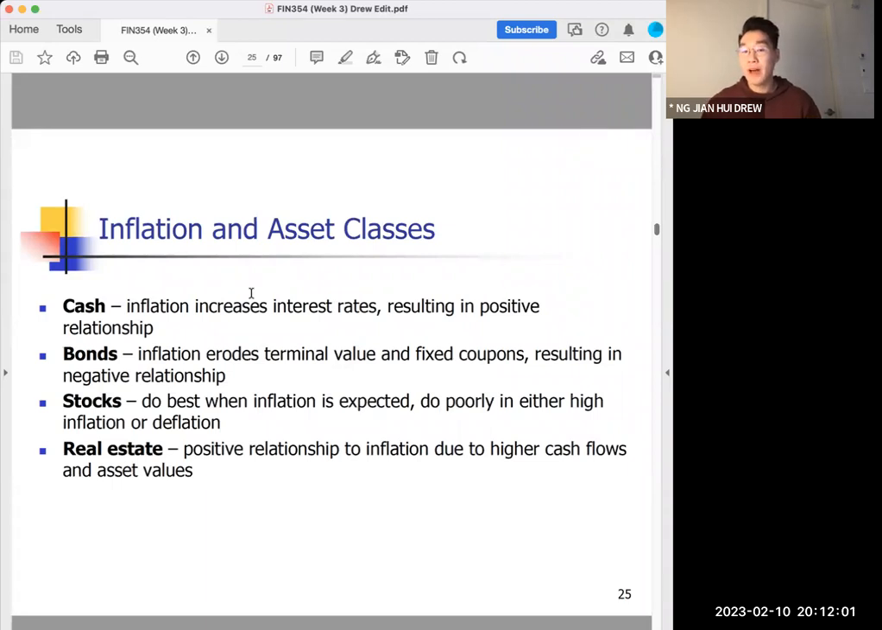Stocks generally perform well when inflation is moderate, right? Not when there's high inflation or high deflation. Real estate, as I mentioned, is a good hedge for inflation. I think we mentioned this a few times, and we talked about REITs as well. All right.